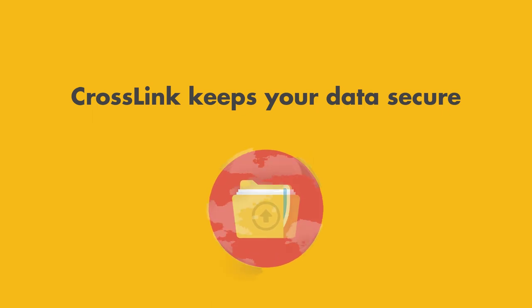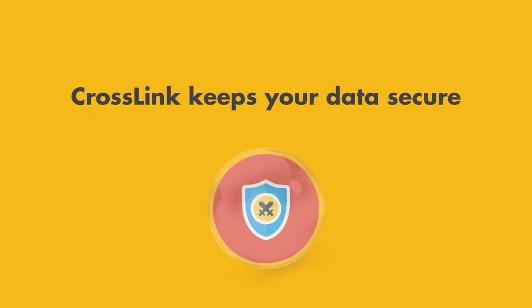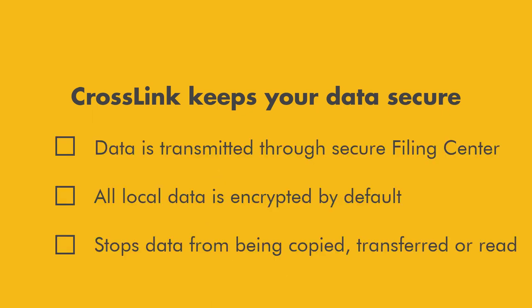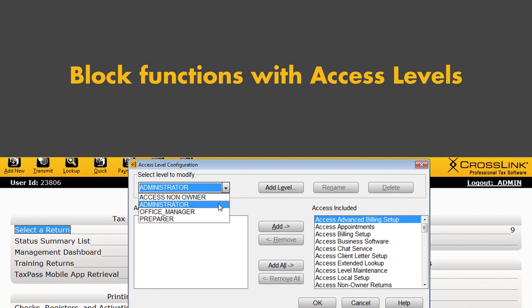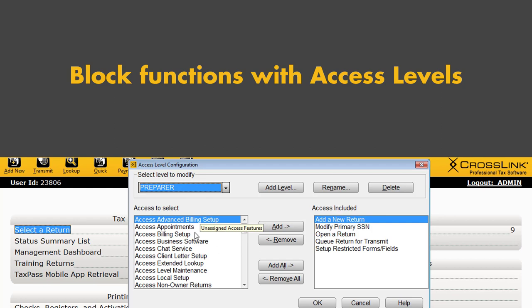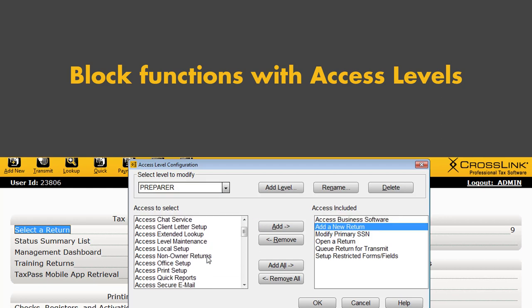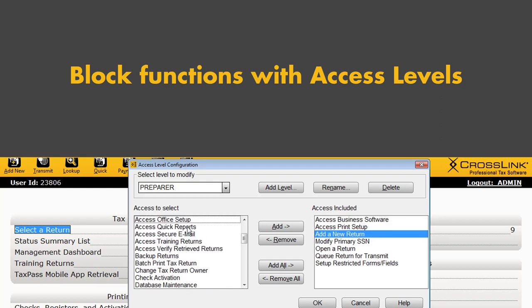Keep your customers' important data secure with CrossLink. Feel safe knowing that your client's personal information is transmitted through our proprietary guarded filing center. All your locally stored data is encrypted, protecting your data even further from being copied, transferred, or read by others. Access to areas and certain functions in the program can also be blocked with access levels, allowing you to set exactly what your users can and can't do in the software.